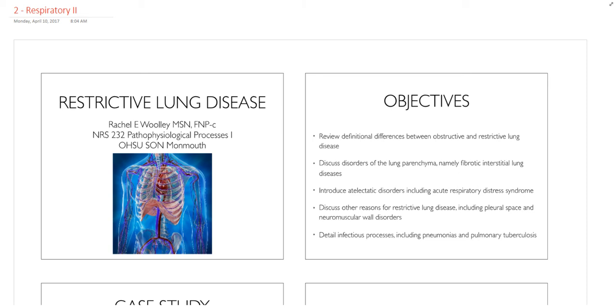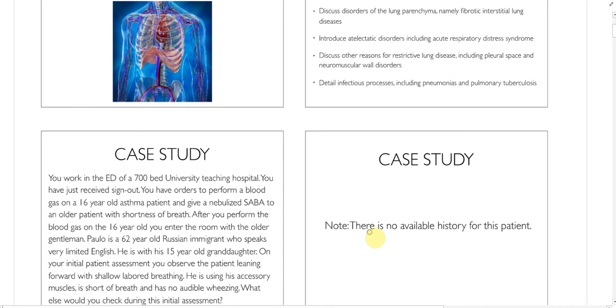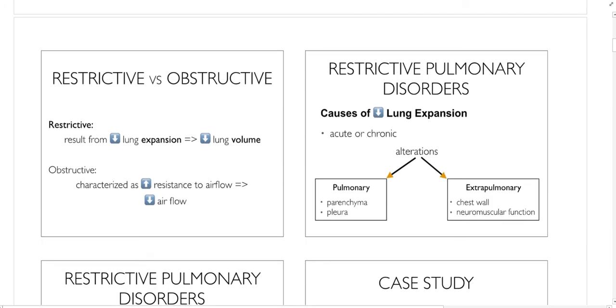Okay, week 2, restrictive lung diseases. There's a difference between restrictive and obstructive. Obstructive would be like what we had in week 1, where we had things like emphysema, COPD, asthma, cystic fibrosis, issues with getting air into the lungs. The lungs have something that obstructs the ability of getting air into it.